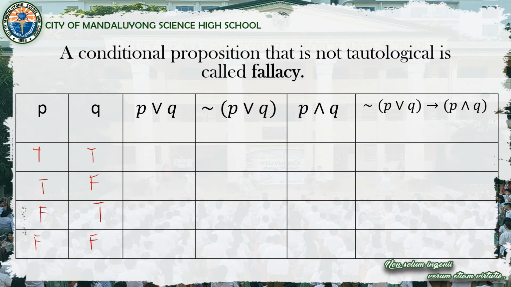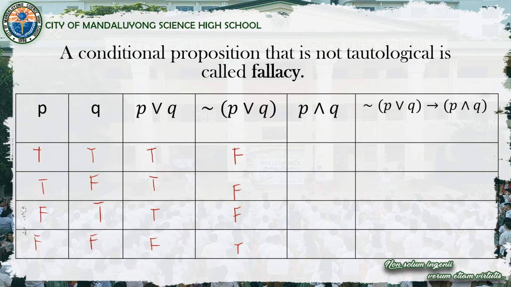Now, let us get disjunct of P or Q. So, sabi natin, it will only be false if you still remember yung lecture natin sa week 8, it will only be false if both P and Q are false. So, lagay natin true, true, true, and false. Now, let us negate this one. So, magiging false, false, false, and true.